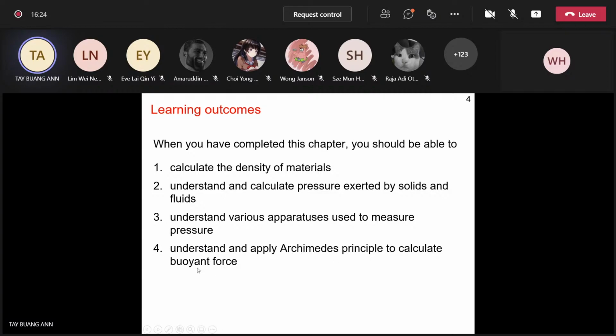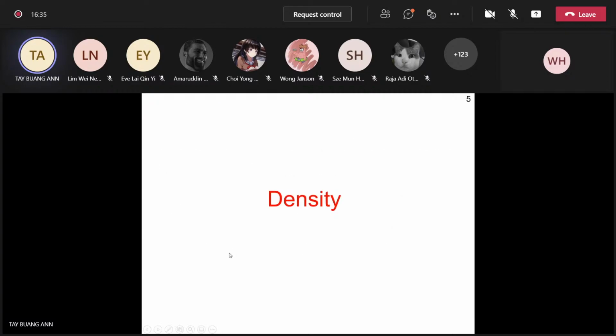We are going to use this to explain the buoyant force. That is the principle at work in a submarine, how a submarine can dive into the deep sea. And this part we'll study in the next week. Okay, so let us start with density.